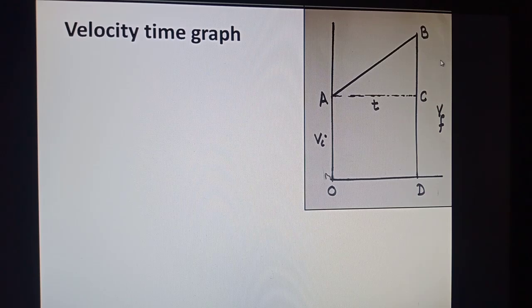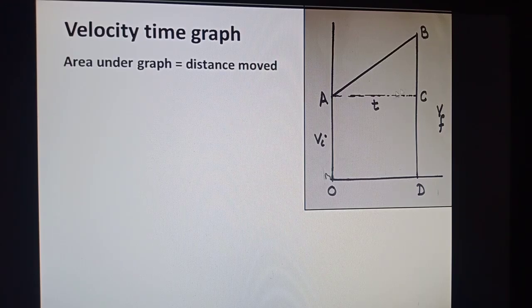Look at this graph. It is a velocity time graph in which time is taken along the x-axis and velocity is taken along the vertical or y-axis. The graph shows that the velocity of a body changes from a certain value A and gets a new value B during a time t. Students, the area under this velocity time graph represents the distance moved by the body. To calculate the distance moved by the body, we will calculate the area of this velocity time graph.